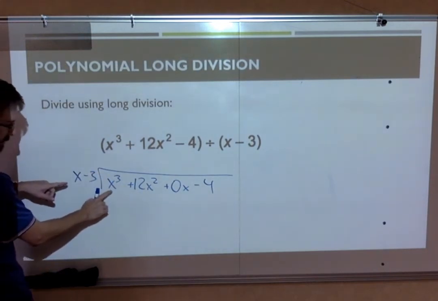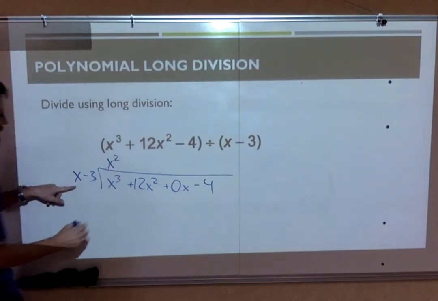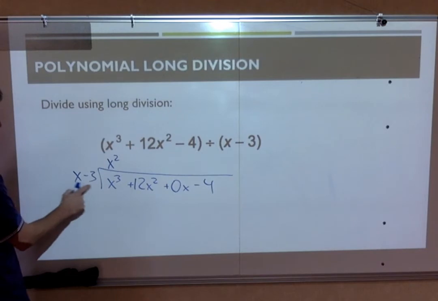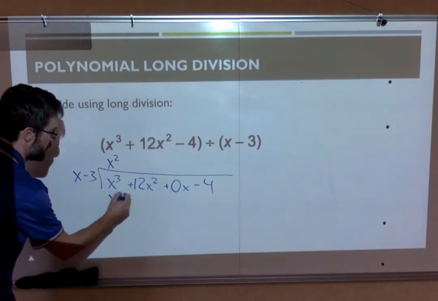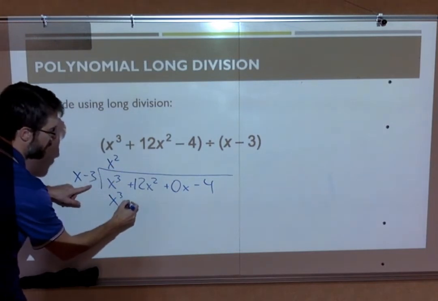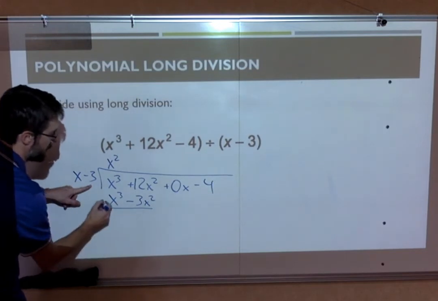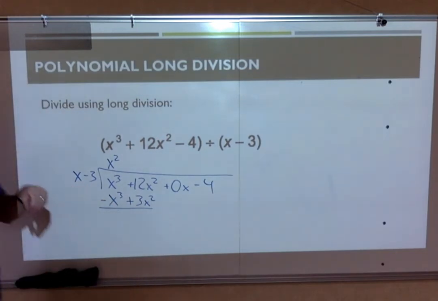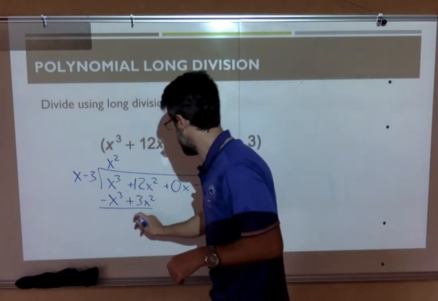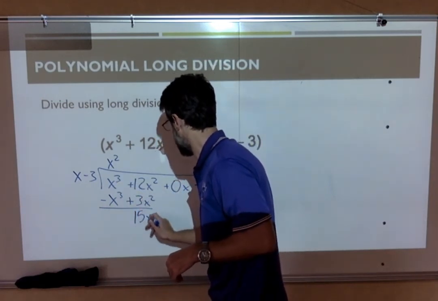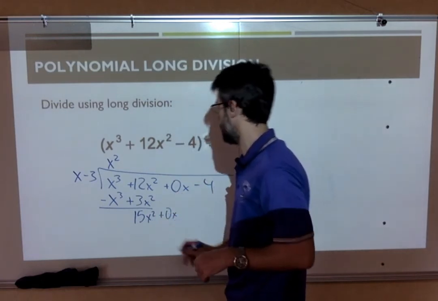All right, I'm dividing first term by first term. x cubed divided by x is x squared. Now I'm going to multiply that by both terms of the divisor. x squared times x is x cubed. x squared times negative 3 is minus 3x squared. I'm subtracting, so signs change. These cancel out. This becomes 15x squared. And I'm going to bring down the plus 0x as my placeholder.